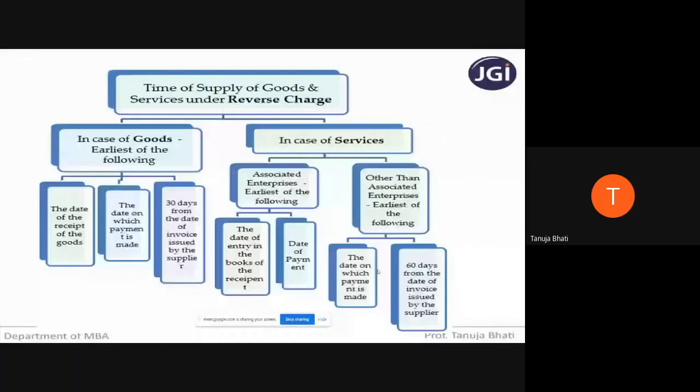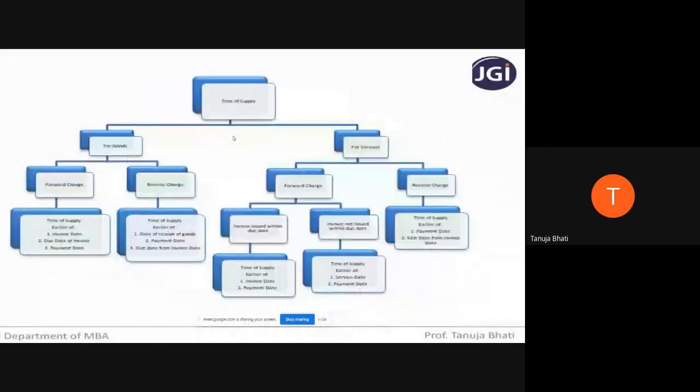Okay, so in short, we have seen time of supply in case of goods as well as in case of services. In goods, under forward charge, it is earlier of three dates, that is invoice date, or the due date on which the invoice is to be issued, or the date of payment, whichever is earlier. In case of reverse charge, the time of supply is earlier of date of receipt of goods, date of payment, or 31st date from the invoice date, or you can say 30 days, the date immediately following the 30 days, which becomes the 31st date.